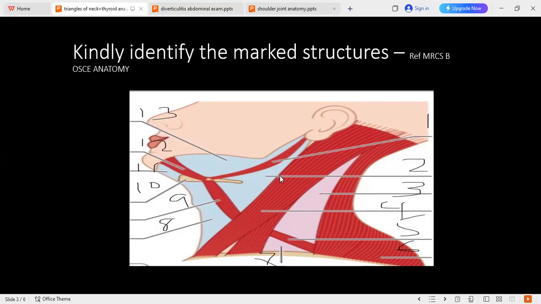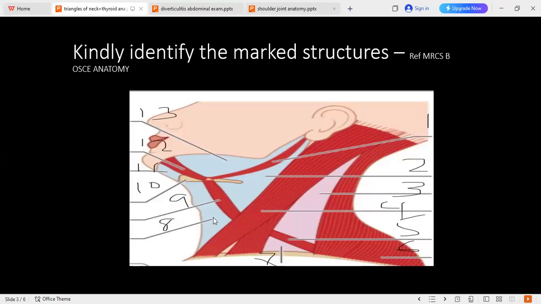If you could identify number 2, this is also one triangle. Carotid triangle, internal carotid sheath. Right. And which muscle is this, number 1? This is posterior belly of digastric. Very good. And if you can identify number 8, which triangle is this?